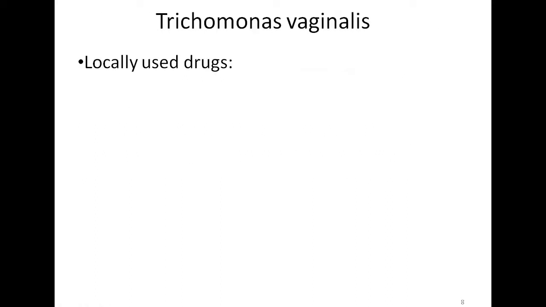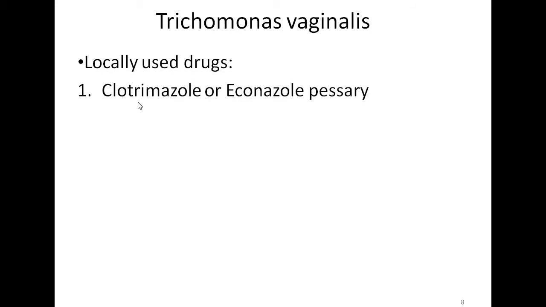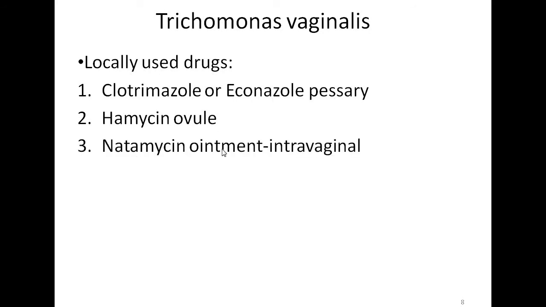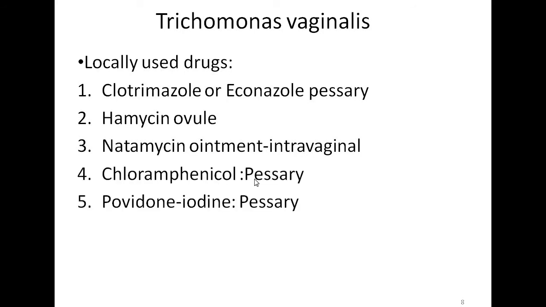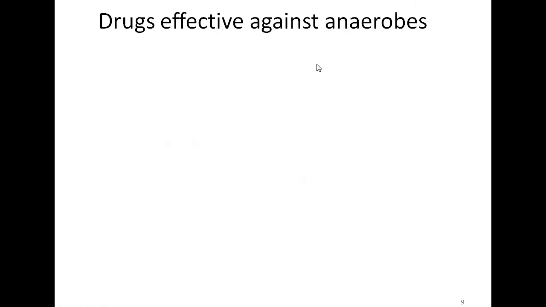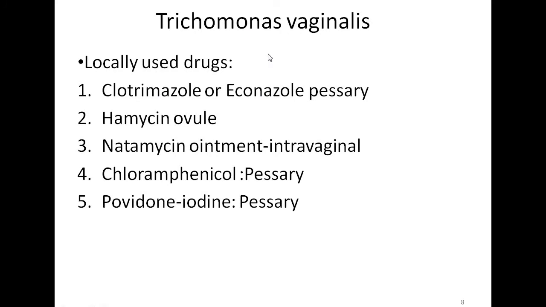Drugs for Trichomonas vaginalis, that is, drugs which are applied topically or locally, include clotrimazole or iconazole pessary, harmycin ovule, pessary ovule. These are different dosage forms for topical application. Natamycin ointment intravaginal, chloramphenicol pessary, povidone iodine pessary. These are locally used drugs for Trichomonas vaginalis. Now, for the treatment of Trichomonas vaginalis, the metronidazole group of drugs can be given systemically.